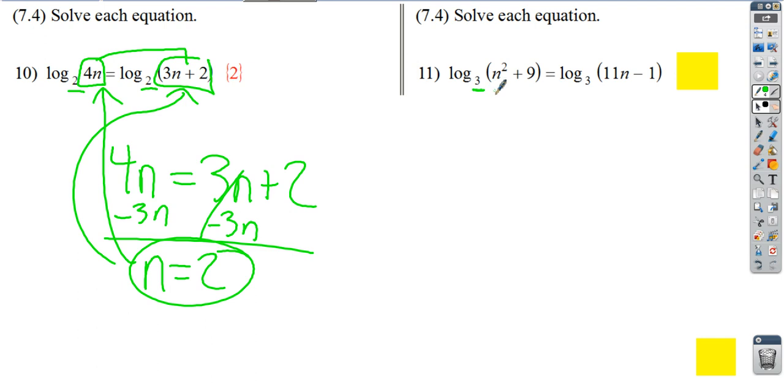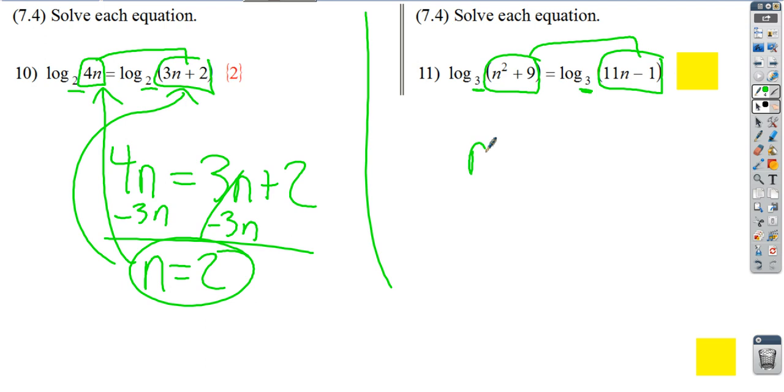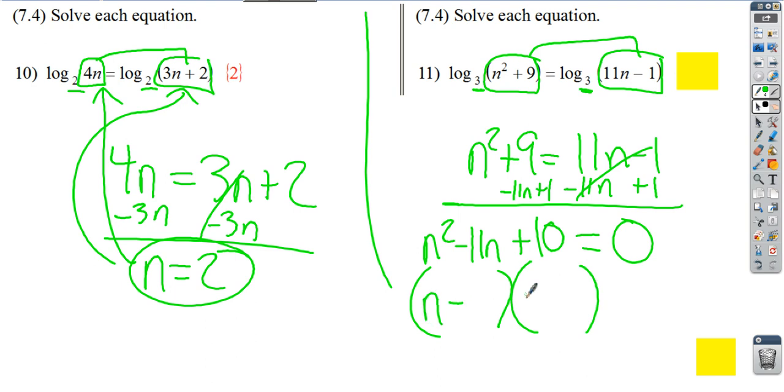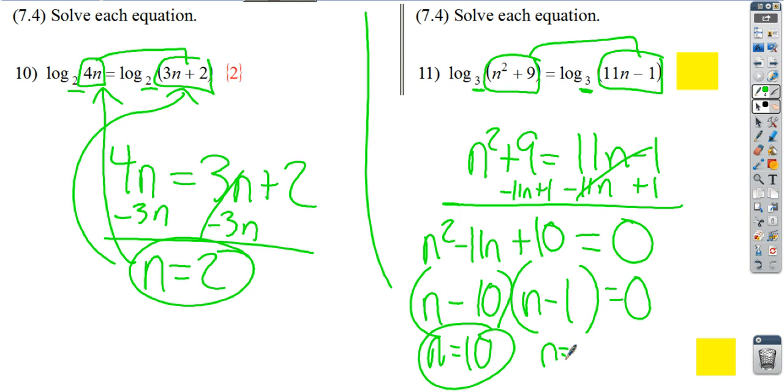Okay, this thing right here, same deal. We have the same base, so that means n squared plus 9 would be equal to this, and we may get something extraneous this time. Usually when you have an n squared, that's when that tends to happen. So let's put this in standard form by subtracting 11n and adding 1 to both sides. So when we get 0, we'll get n squared minus 11n, and then 9 plus 1 is 10. This can now factor. What numbers multiply to 10 but add to negative 11? They would both have to be negative, and it would be negative 10 and negative 1. So to make that 0, n would be 10 here and n would be 1 right here.